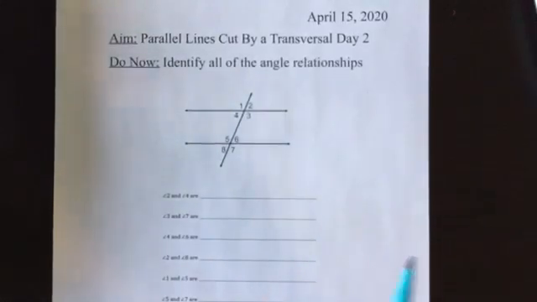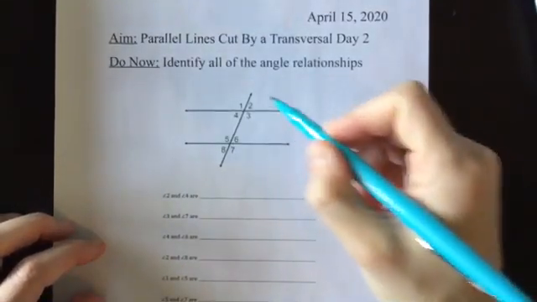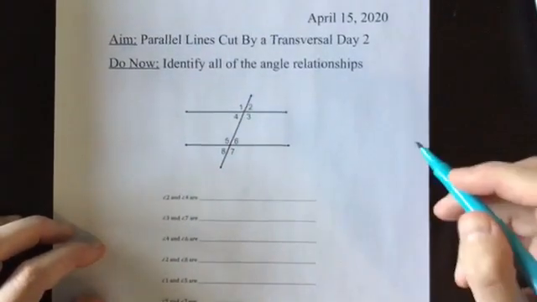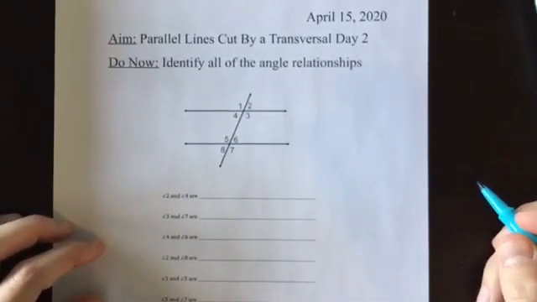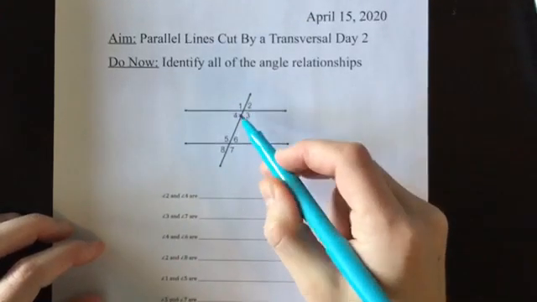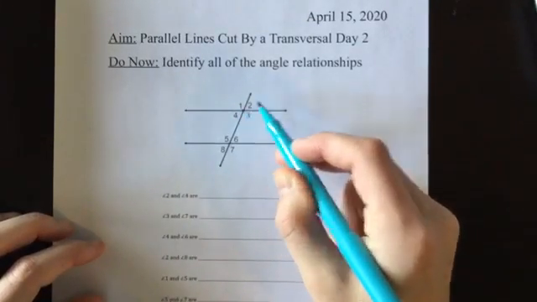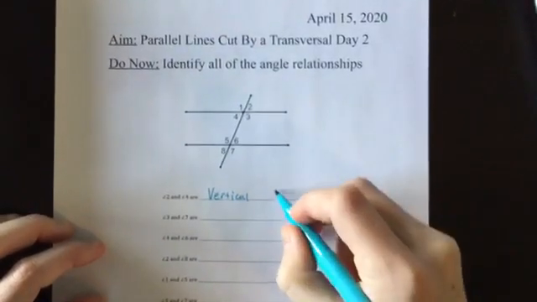Okay guys, we're going to start our do now with a little review of our vocabulary of our angle relationships. Remember, we've got two parallel lines cut by a transversal. That line going through is our transversal, resulting in 8 separate angles. So let's take a look. Angle 2 and angle 4, they're lying on opposite sides of a vertex, so they are vertical angles. Okay, and I'm also going to make a little note here, right?